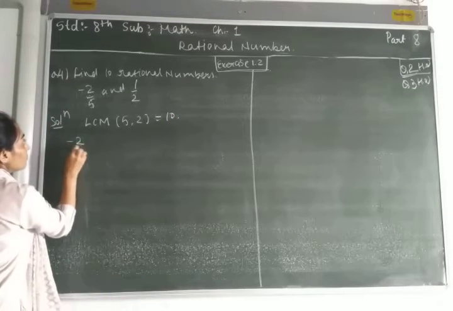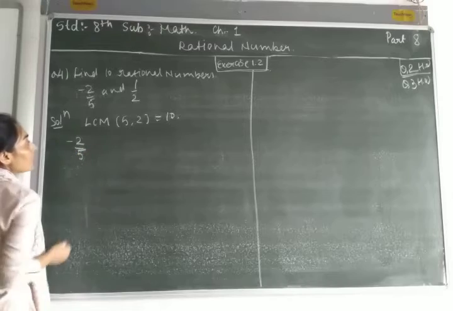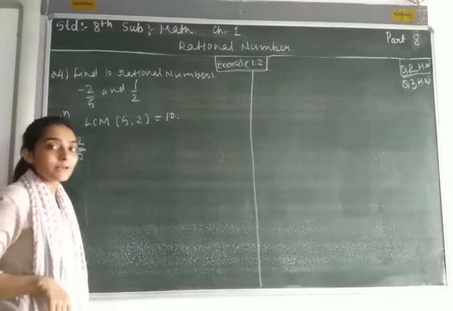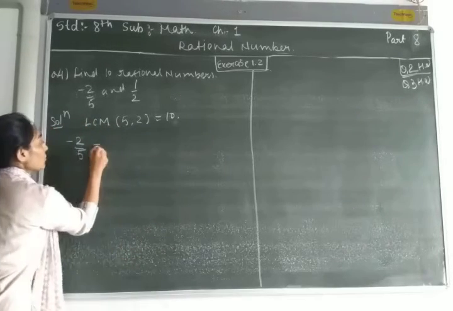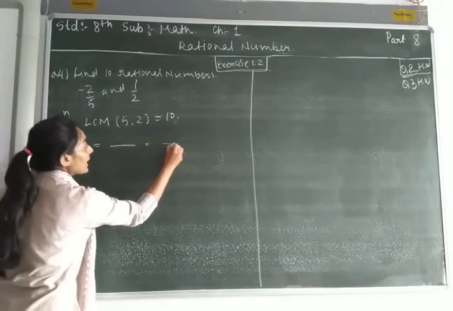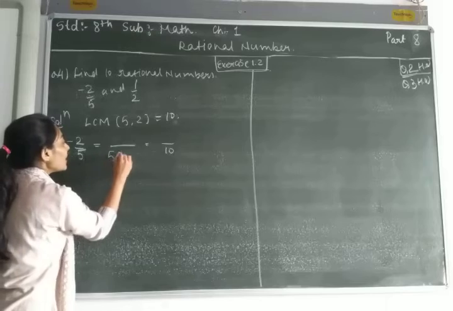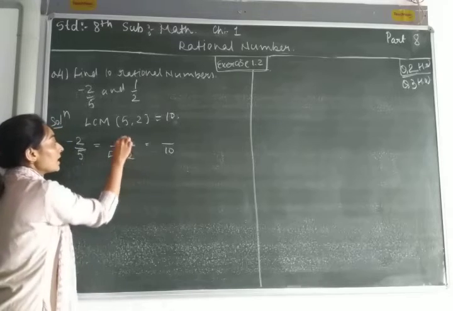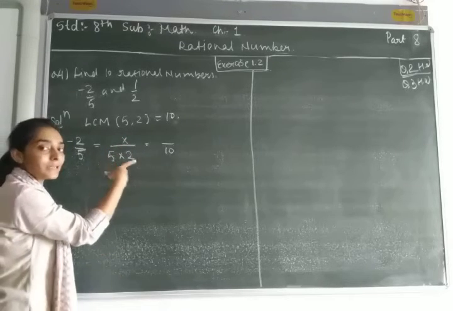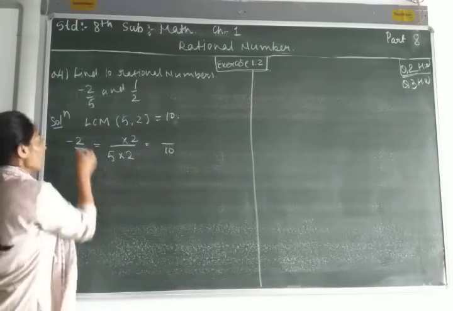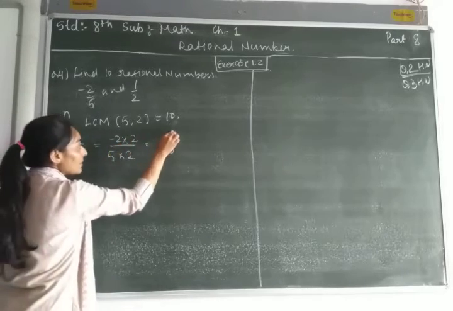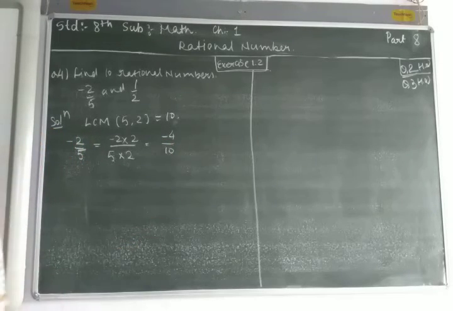Now for minus 2 by 5, we have to make our denominator 10 only. So to get 10 over here, we have to multiply our 5 with 2. If I am multiplying the denominator with 2, I have to multiply the numerator also. Here it is minus 2, so I am getting minus 4 upon 10.